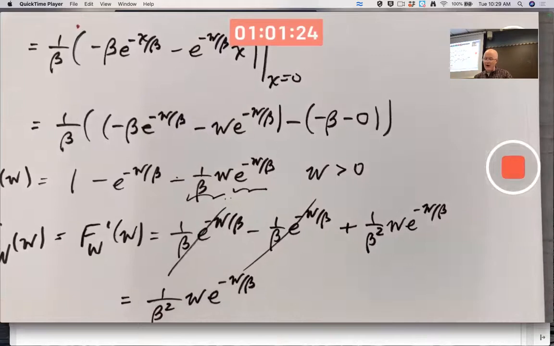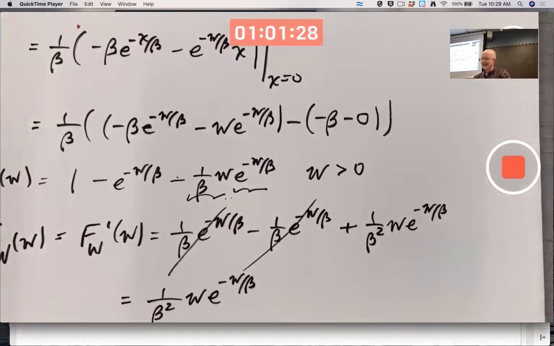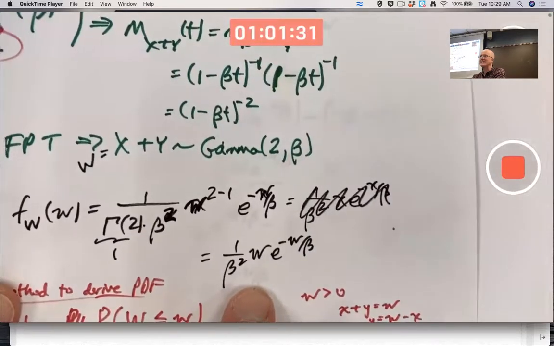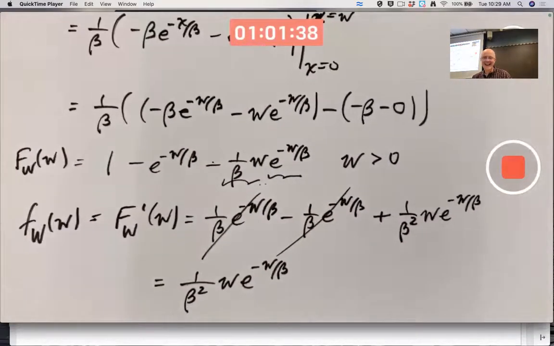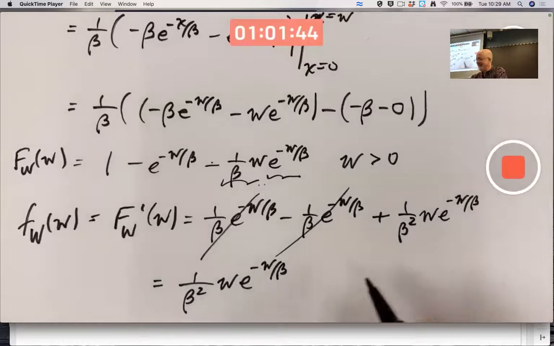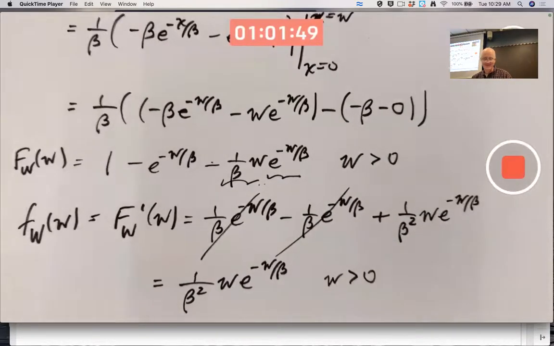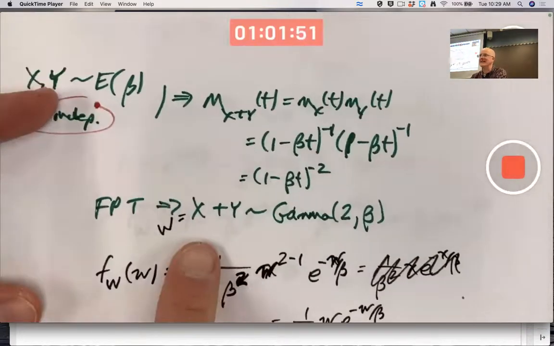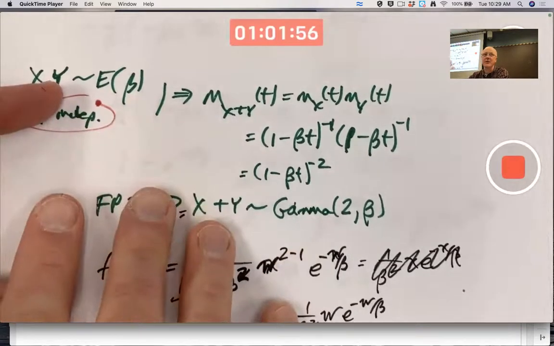I wrote that equation 20 minutes ago. 1 over beta squared w e to the negative w over beta. Wasn't that worth it? We did the convolution to get the same answer. Of course, the moment generating function technique is easier, although that's hiding some difficulty because the fingerprint theorem is hard to prove.